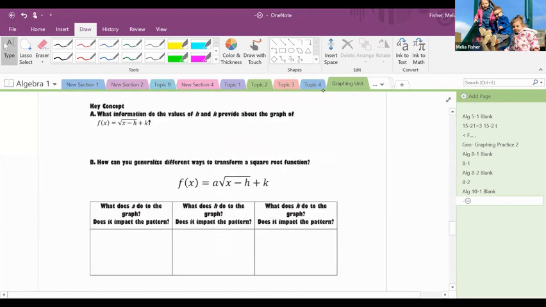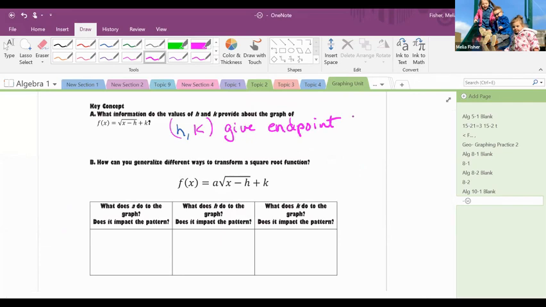All right, we're gonna put it into, what does H and K tell us here? Opposite H and regular K is not going to give us a vertex, it's going to give us the endpoint because there is no vertex. So remember it's opposite H and K.